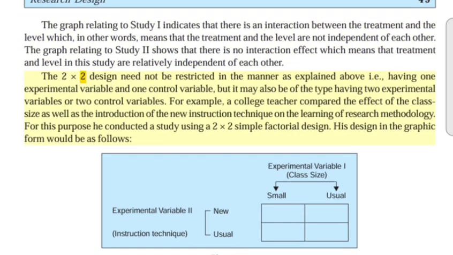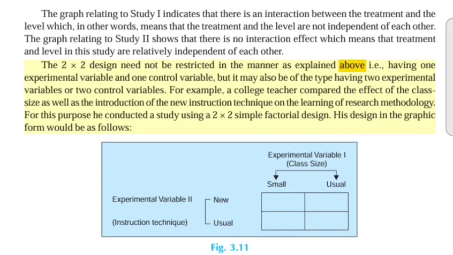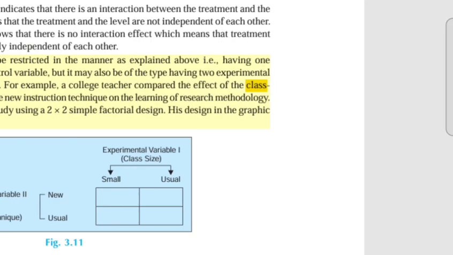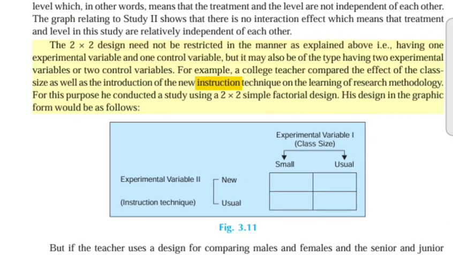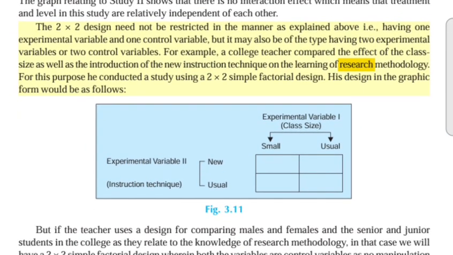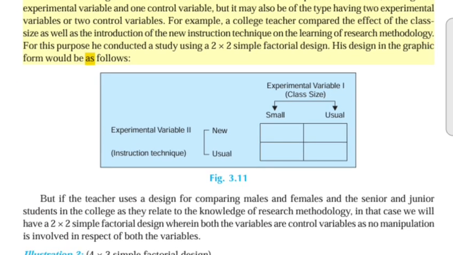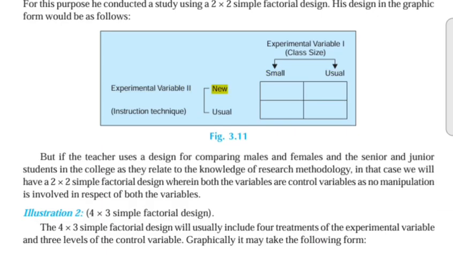The 2x2 design need not be restricted in the manner as explained above, i.e., having one experimental variable and one control variable, but it may also be of the type having two experimental variables or two control variables. For example, a college teacher compared the effect of the class size as well as the introduction of the new instruction technique on the learning of research methodology. For this purpose he conducted a study using a 2x2 simple factorial design. His design in the graphic form would be as follows: experimental variable 1 class size, experimental variable 2 instruction technique, small, usual, new, usual. Fig. 3.11.